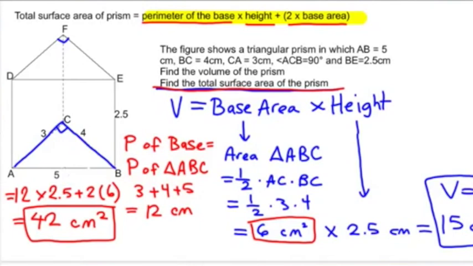And there you have it. Volume of a prism and total surface area of the prism. Again, these are equations, calculations that will work for any type of prism.